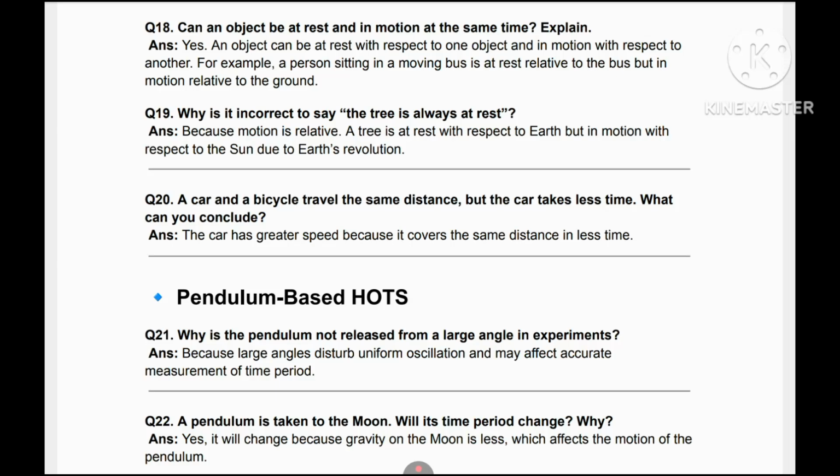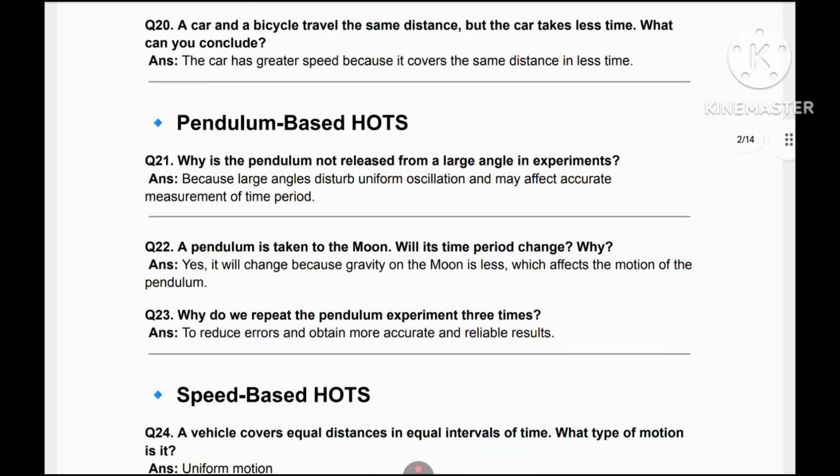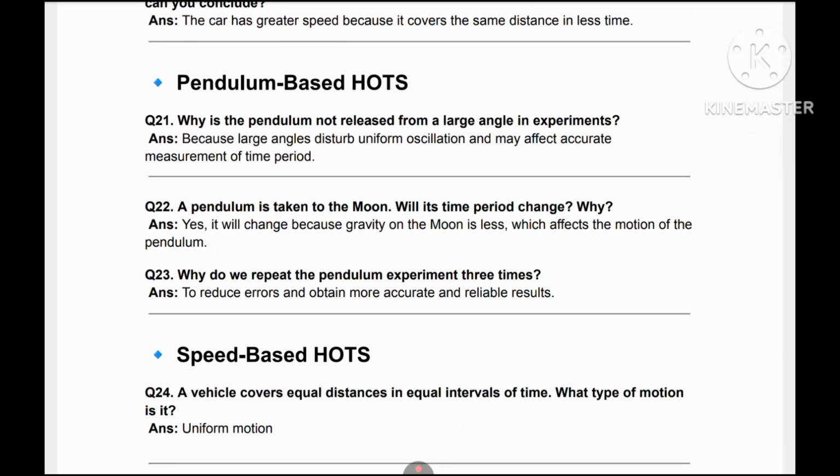A car and a bicycle travel the same distance, but the car takes less time. What can you conclude? The car has greater speed because it covers the same distance in less time. Now, pendulum based questions. Why is the pendulum not released from a large angle in experiments? Because large angles disturb uniform oscillation and may affect accurate measurement of time period.